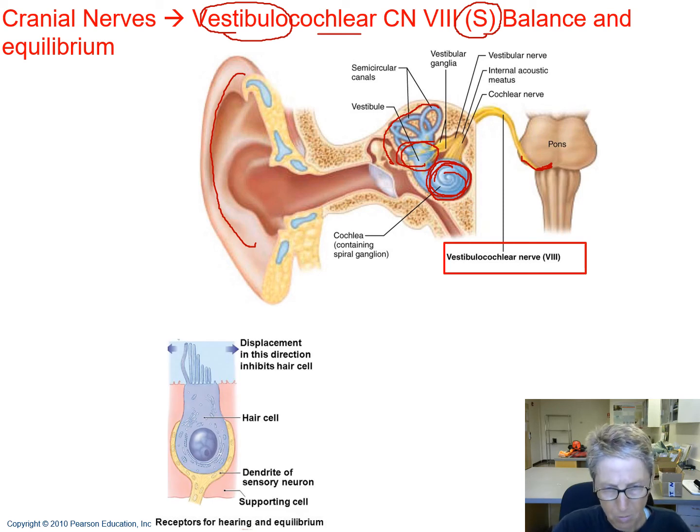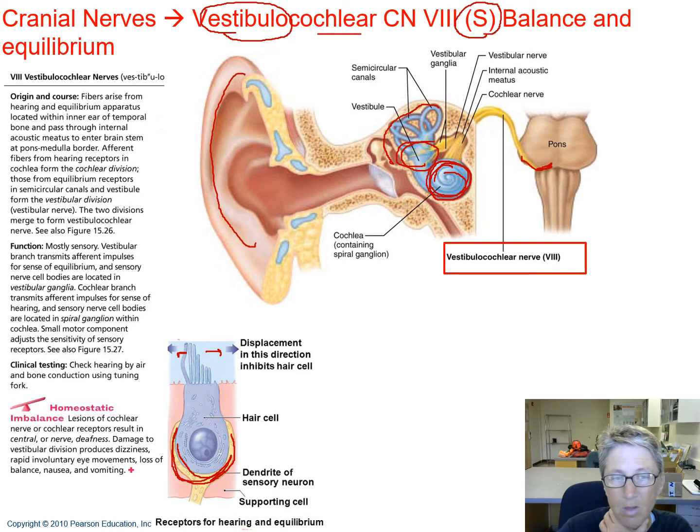And this is just a cartoon of a hair cell within the cochlea. It shows this is a dendrite of a sensory neuron. Here's a hair cell, and when these little projections on the hair cell move this way or that way, it will send a message to this hair cell about sound, and then the hair cell will alert the dendrite of the sensory neuron as to what that sound is, or the intensity of the sound.